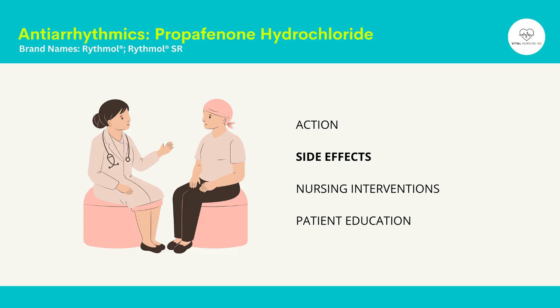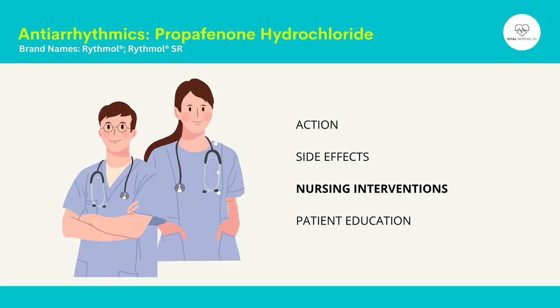Side effects are the following. With the central nervous system, side effects are dizziness, anxiety, ataxia, drowsiness, fatigue, headache. With the cardiovascular system, side effects are heart failure, bradycardia, arrhythmias, ventricular tachycardia, premature ventricular contractions, and ventricular fibrillation. With the gastrointestinal system, side effects are nausea, vomiting.